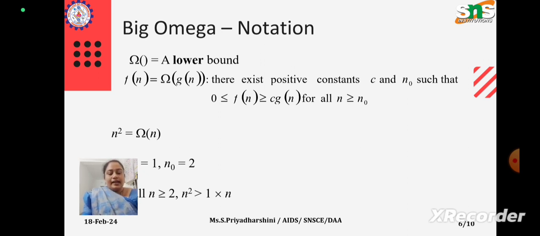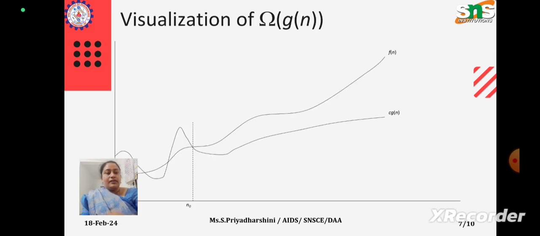We have said that asymptotic notations are used to describe the behavior of an algorithm. What kind of behavior is this notation describing? You can guess that big omega notation represents the lower bound. See here, c into g of n is 3n, and f of n is 3n plus 2. So it is giving the lower bound, the least possible. f of n will never go below c into g of n. So we are getting the lower bound.